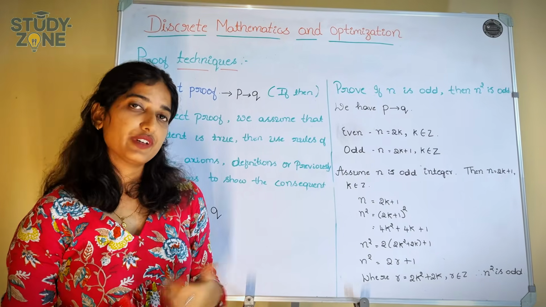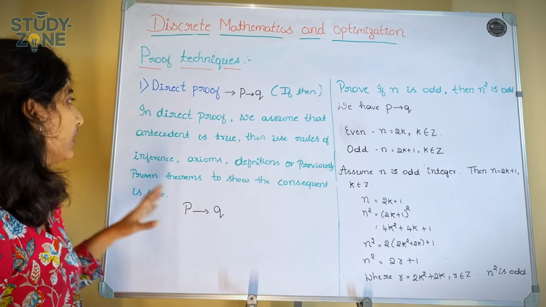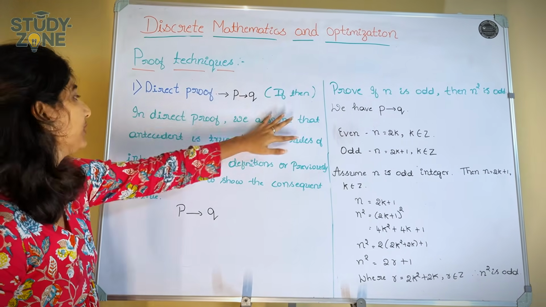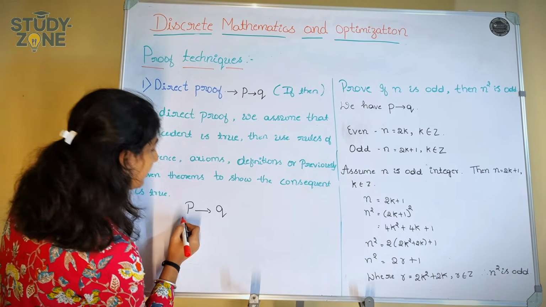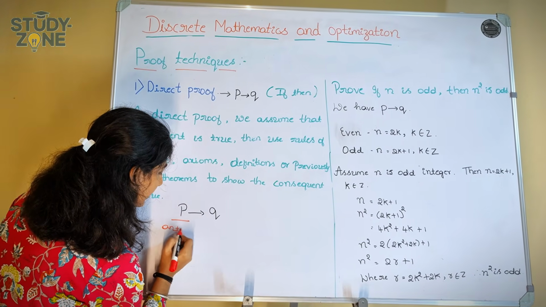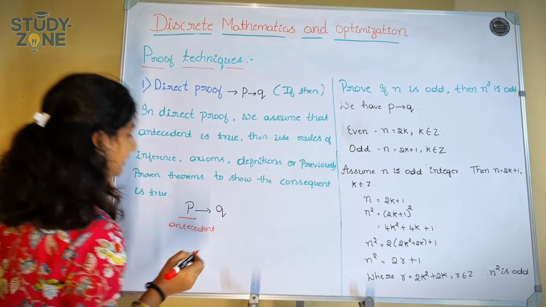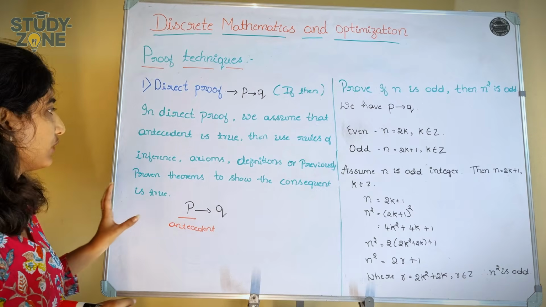Okay, so the first proof technique is the direct proof, that is if then. So in direct proof what we are doing is we assume that antecedent is true. So what is antecedent? Here P is an antecedent. So for your reference I will write here. Here we have P as antecedent. Okay, so we assume that P is true, that is antecedent is true.